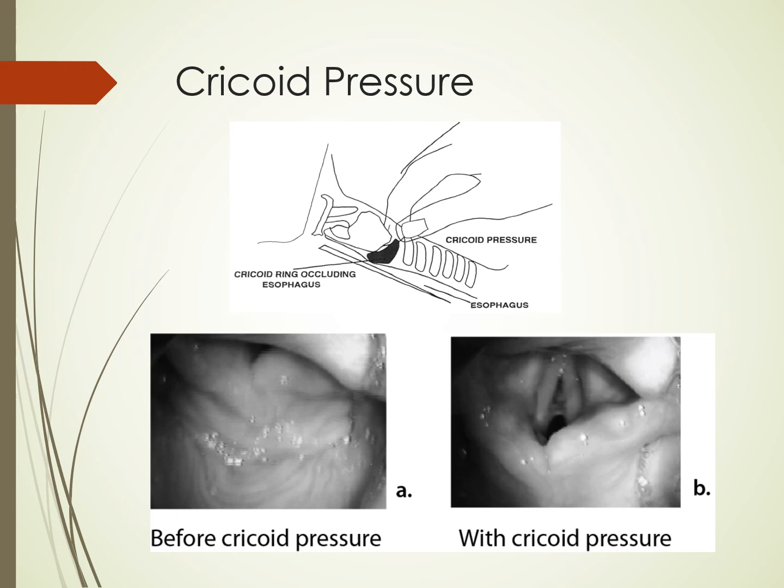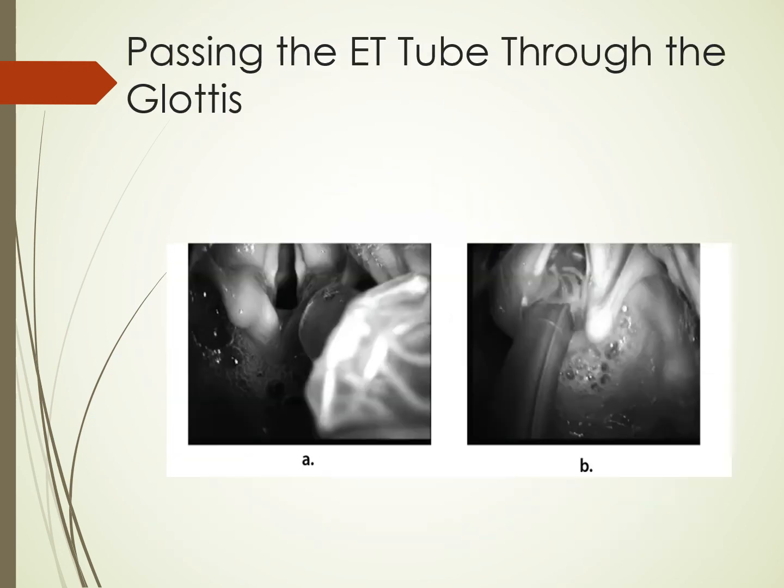This image is just showing you passing the ET tube through the glottis. So you actually have the glottis shown there as A, and then B, you can actually see kind of the bottom portion of B. You can just see the actual ET tube, kind of middle upper. You can see the cuff going right through the cords and being advanced through the cords.